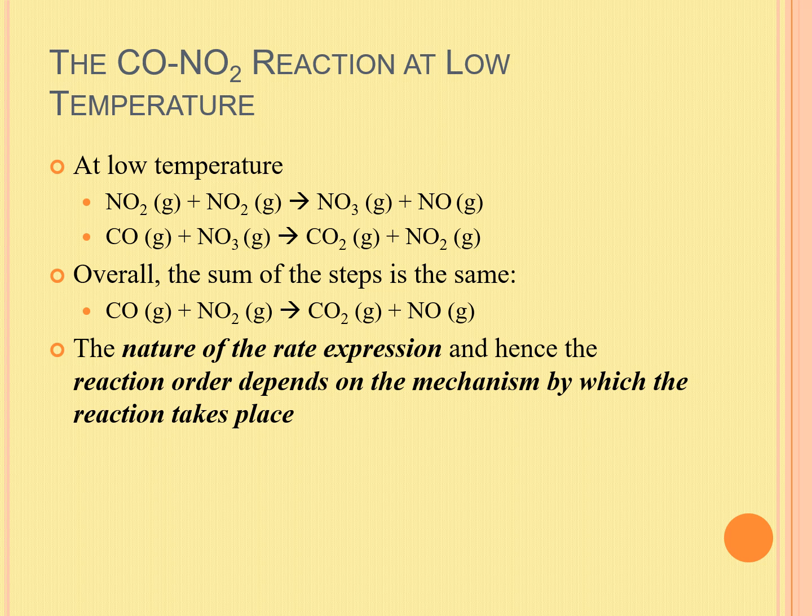So here we are at lower temperatures. We have our nitrogen dioxide, but it's colliding, notice, with another nitrogen dioxide to produce nitrogen trioxide and nitrogen monoxide. All right, then we have carbon monoxide colliding with nitrogen trioxide to produce carbon dioxide and nitrogen dioxide.